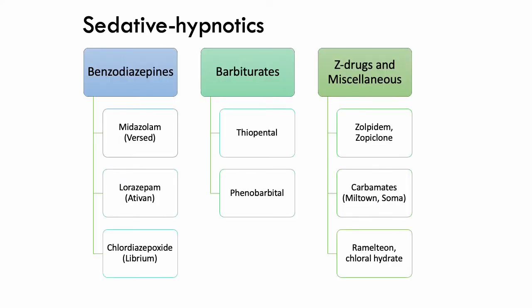So, sedative hypnotics are made up of benzodiazepines, such as midazolam, lorazepam, and chlordiazepoxide, among many others, as well as barbiturates, such as thiopental and phenobarbital, plus some other miscellaneous drugs, Z-drugs, carbamates, ramelteon, and chloral hydrate. The commonality between these is that they all create calming or sedative, as well as hypnotic effects, so hypnosis meaning aiding with sleep. And all except those last two, the ramelteon and chloral hydrate, do so by interacting with GABA receptors. In contrast, gabapentin and pregabalin facilitate GABA transmission, but don't actually directly interact with the GABA receptor and aren't technically sedative hypnotics.